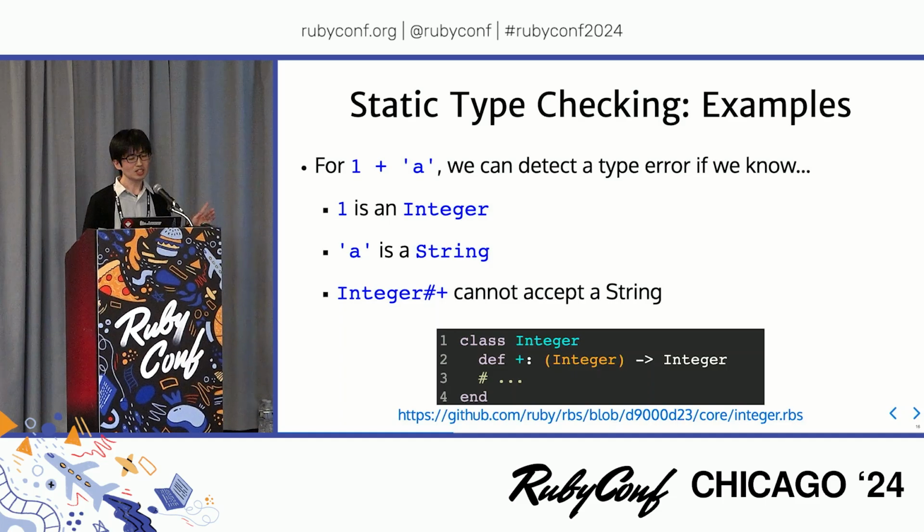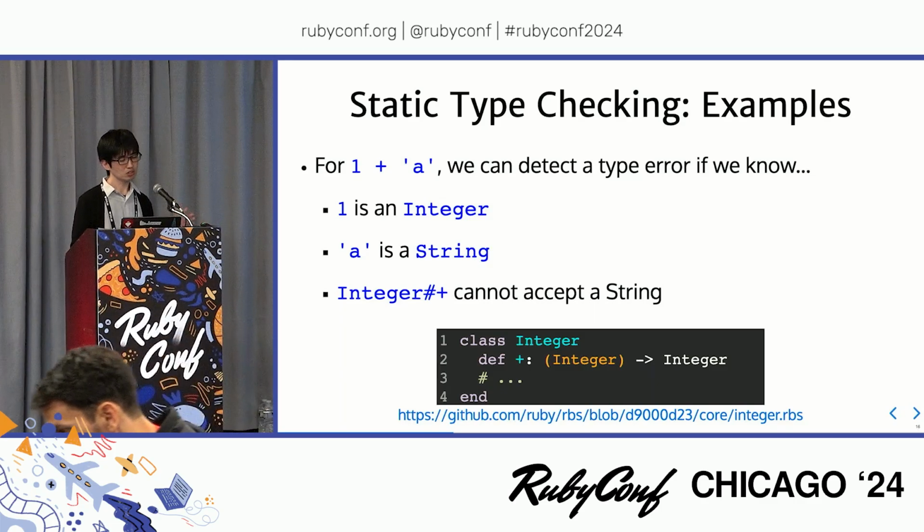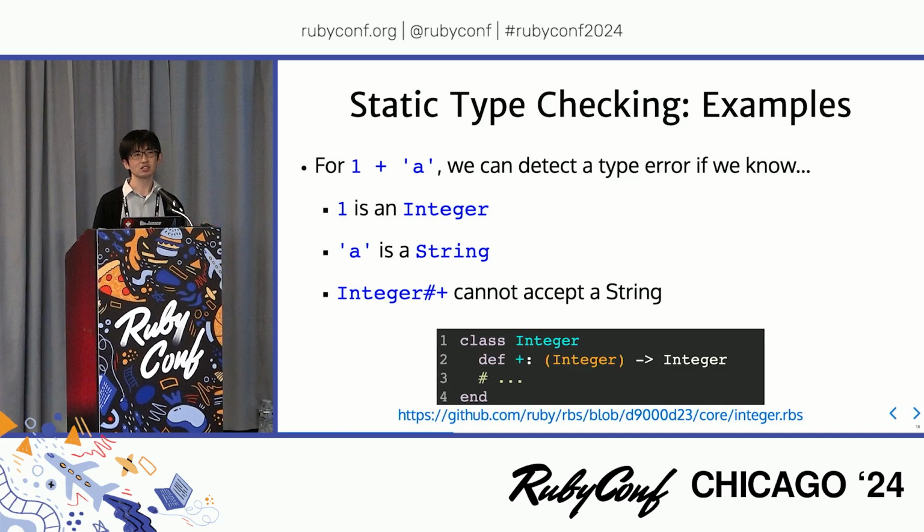According to this type definition, the plus method of integer can accept an integer, but not a string. Taken together, we can determine that this code contains a type error without running it. This is how static type checking works.